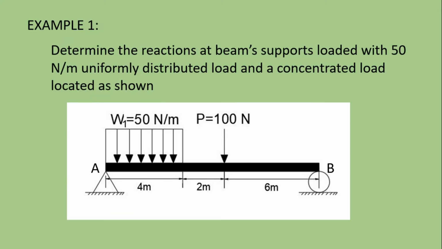So for example, let's take this problem. Determine the reactions of beam supports loaded with 50 Newton per meter uniformly distributed load and a concentrated load located as shown. We have what we call a simply supported beam. So we have a pin and roller support. Then we have the uniformly distributed load W1, and then we have the concentrated load P.